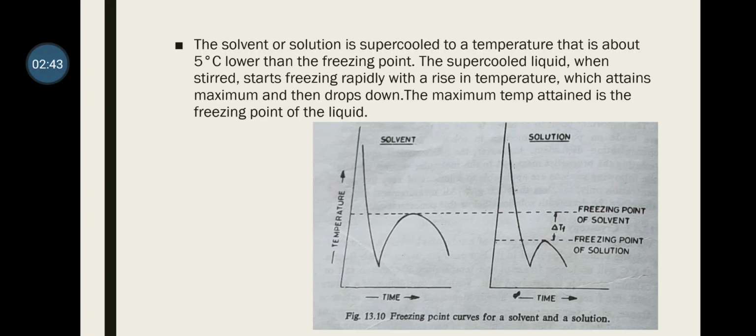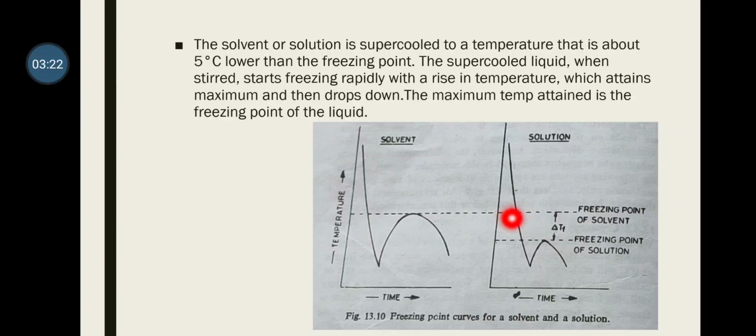One of the methods is that the solvent or solution is supercooled to a temperature that is about 5 degrees Celsius lower than the freezing point. The supercooled liquid, when stirred, starts freezing rapidly with a rise in temperature, which attains a maximum and then drops down. The maximum temperature attained is the freezing point of the liquid. This line indicates the freezing point of a solvent.